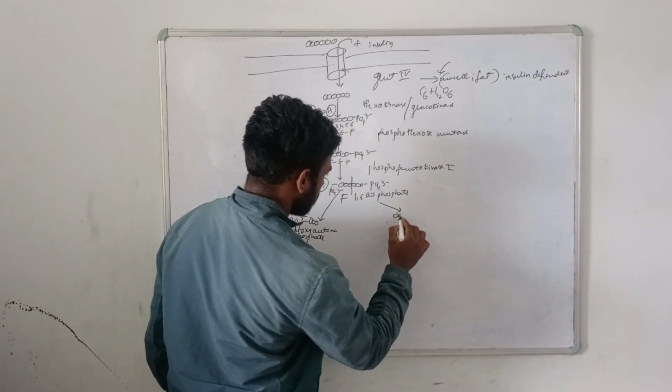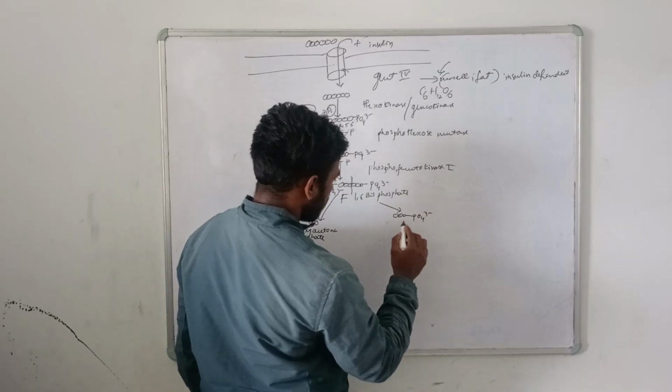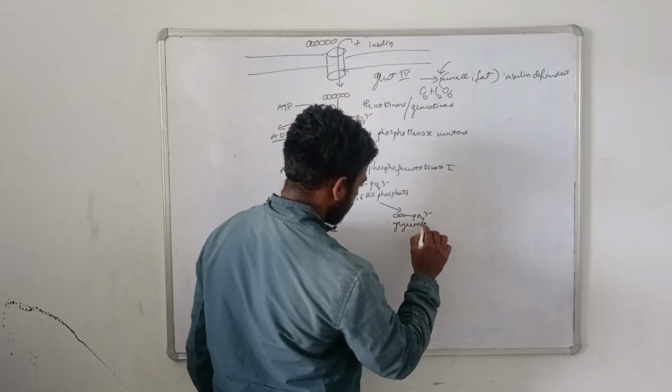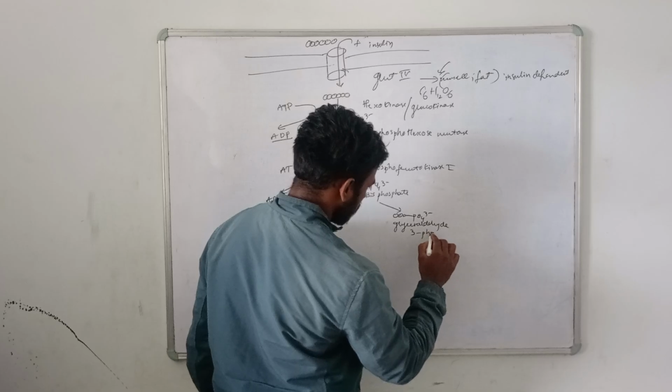Here, 3 carbon along with the phosphate. It is called glyceraldehyde 3-phosphate.